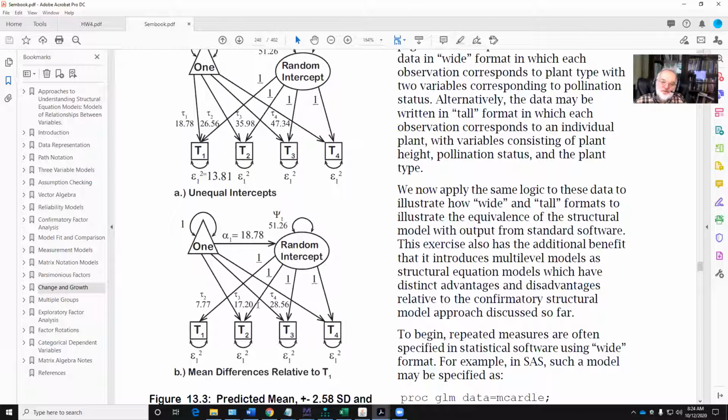What does this diagram down here say about the mean of time 1 using the tracing rules? What will that be? It will be alpha times 1. Yes, exactly. Good for you, Andreas.